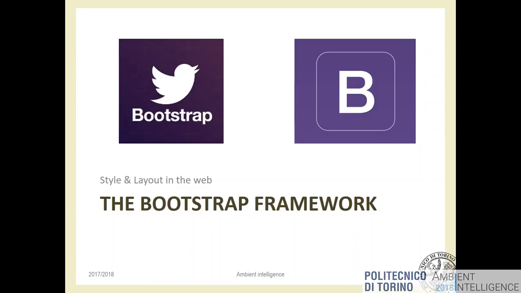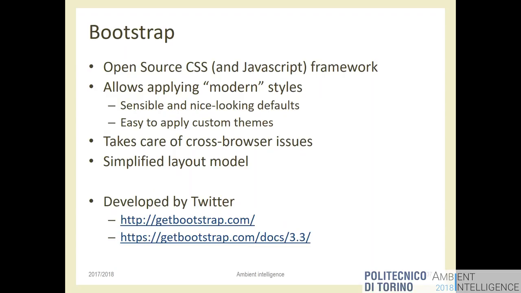Actually, as you said, it's very difficult to write a complete set of rules to make a page look nice, and so we tend to use one of several available frameworks that are big families of rules that are already predefined for us. And one of the most famous ones is the Bootstrap framework that was developed by Twitter. The Twitter developers developed Bootstrap for their own purpose, and then they released it for everybody to use with some documentation. It's very common. It's an open source framework that applies modern styles to our web page.